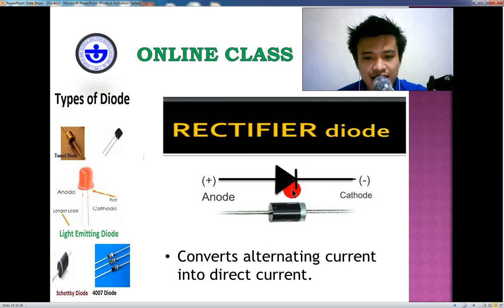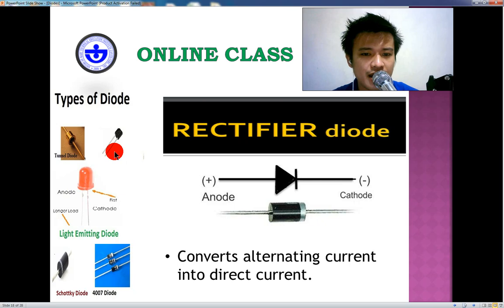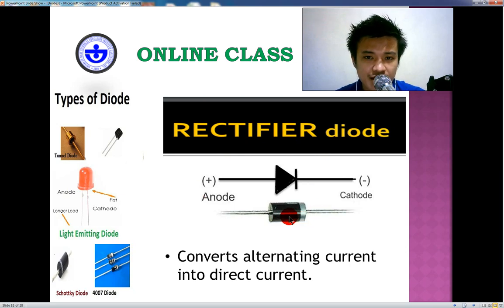Next, we have the last part, the last type of diode that we'll be talking about today, the rectifier diode. A rectifier diode in the actual picture would look like this. There are different specifications, depending on how many amperes you want in your circuit and what voltage value you want to have. Yes, there are different specifications in this.